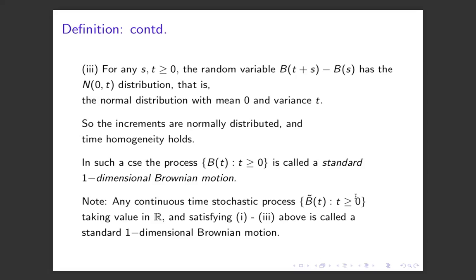Similarly, these processes will also induce some kind of probability measure on some space, and that space will be the space of continuous functions on 0 to infinity. We will not go into such things. And that measure is called Wiener measure in honor of Norbert Wiener, whose name was alluded to in the last class. Okay, please note it down.